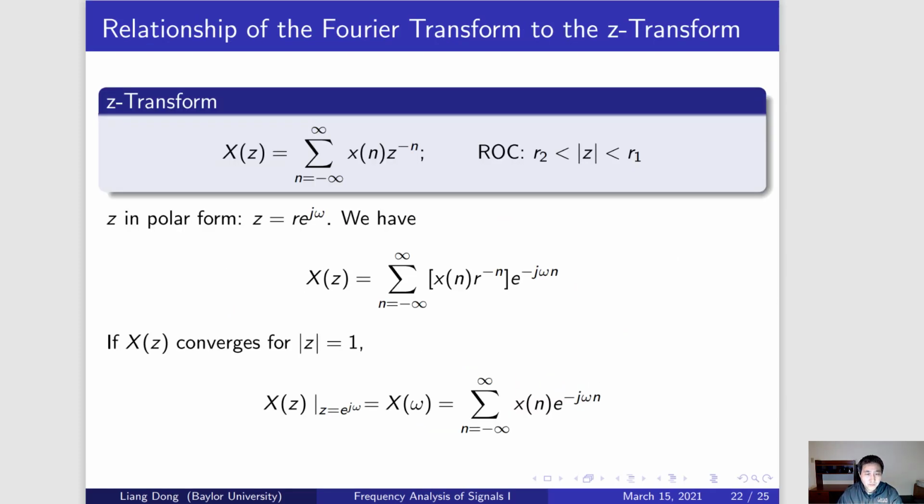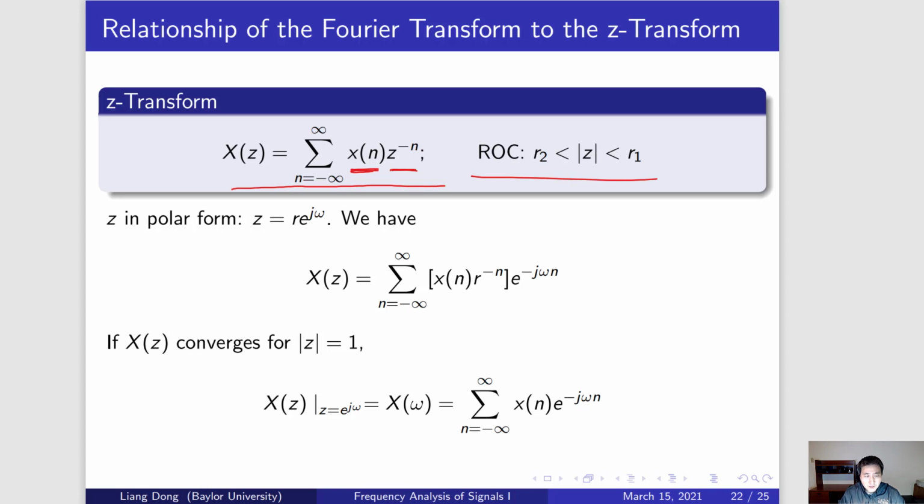Recall the Z-transform that we learned before. The Z-transform can be written in this equation. It is also a summation of x[n] times this power term, instead of an exponential. So it's an infinite sum, n from negative infinity to infinity. We take the discrete time domain signal x[n] times the power term. Don't forget, for the Z-transform, we also need to define the region of convergence, where the absolute value of z is between two radii, R2 and R1.